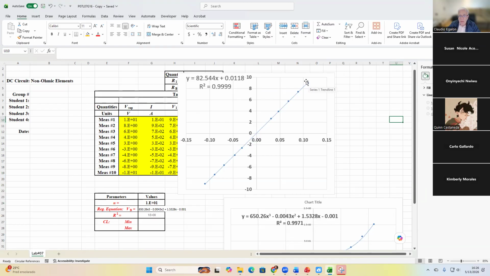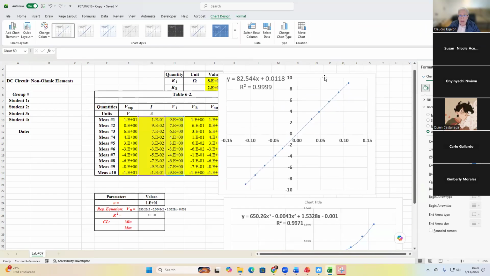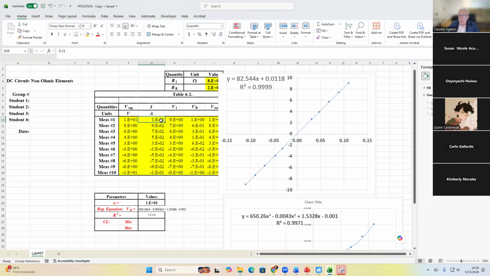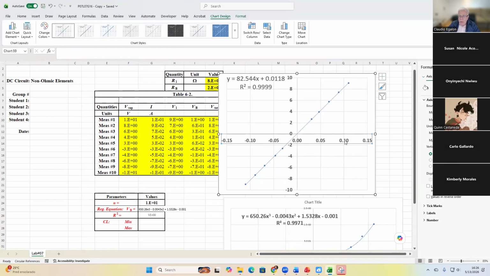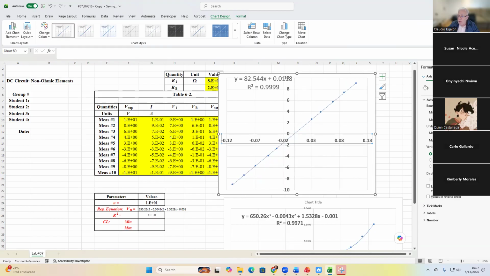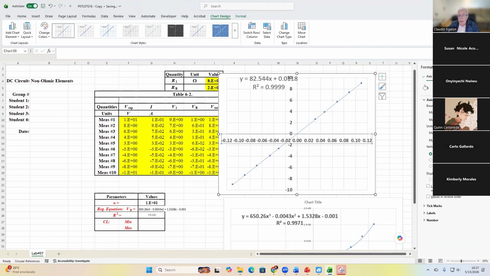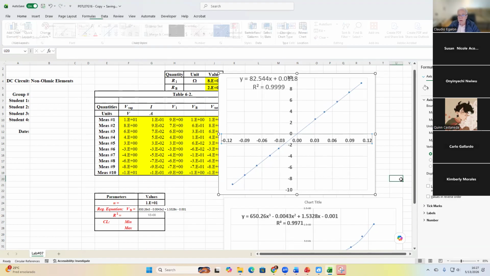lab report. Let's see what's the value here of this guy. 0.11. We can shorten it to 0.12. 0.12 and 0.12, and we adjust major units to 0.02. 0.02 seems too much. Let us try 0.04. Okay, can even be 0.03. Let's see if it's 0.03. Yeah, 0.03 works as well.